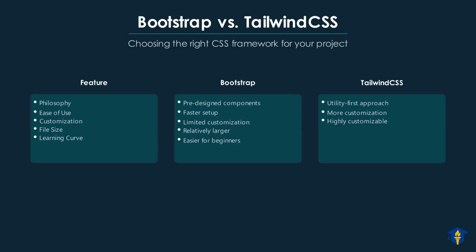Tailwind CSS is highly customizable through its configuration file, offering complete design system control. It generally results in a smaller file size because you only include the CSS utilities you actually use. Tailwind CSS has a steeper learning curve initially due to its utility-first design paradigm.